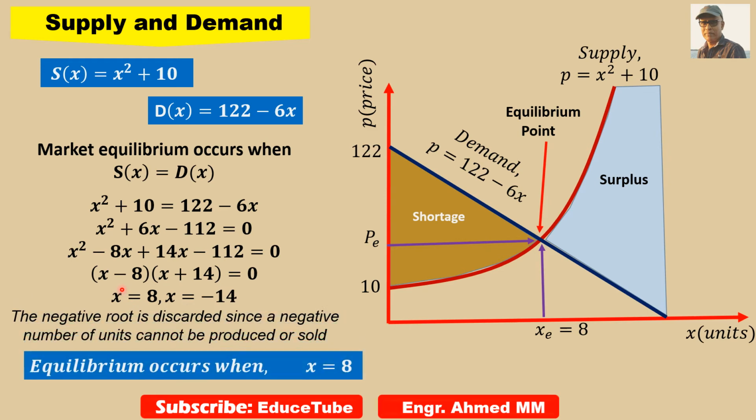Equilibrium occurs at x equal to 8. So I put here 8, this point. Now we need to find the corresponding equilibrium price, this one, PE. So let's move to the next slide. So how to get that?